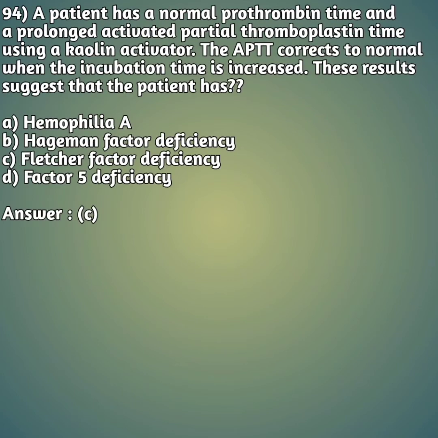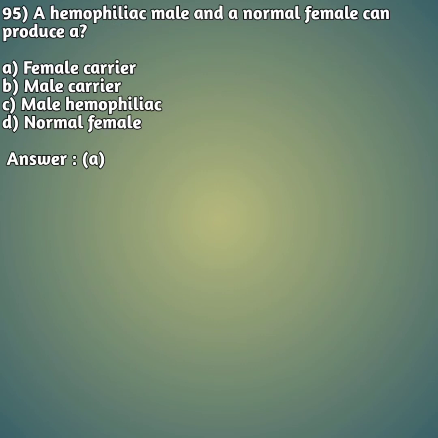Okay friends, moving on to our 94th question. A patient has a normal prothrombin time, that is PT, and a prolonged activated partial thromboplastin time, that is APTT, using a choline activator. The APTT corrects to normal when the incubation time is increased. These results suggest that the patient has option A, hemophilia A, option B, Hageman factor deficiency, option C, Fletcher factor deficiency, that is prekallikrein, and option D, factor 5 deficiency. Friends, the right answer is answer C, Fletcher factor deficiency, which is also called prekallikrein.